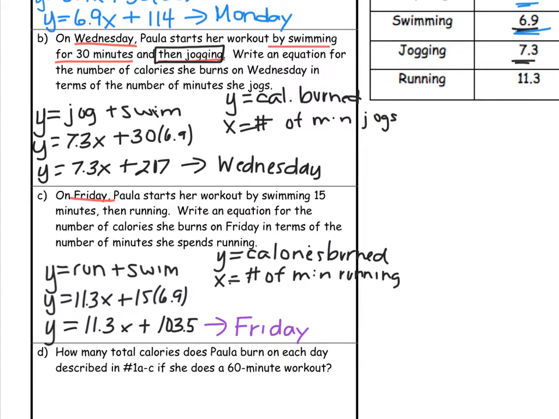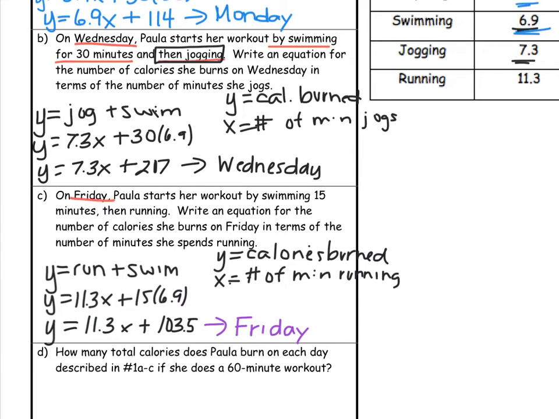Okay, so let's check our answer for Friday. Friday, she runs and she swims. We don't know how long she's running, so x is the number of minutes she's running, and again, y is the calories burned. Running burns 11.3 calories per minute. And then she swims for 15 minutes, and swimming burns 6.9 calories for 1 minute. So for 15, we just need the product of these two numbers. To simplify our equation, we get y equals 11.3x, where x is the number of minutes she spends running, plus the calories she burns swimming, which turns out to be 103.5. So her equation for Friday is y equals 11.3x plus 103.5.